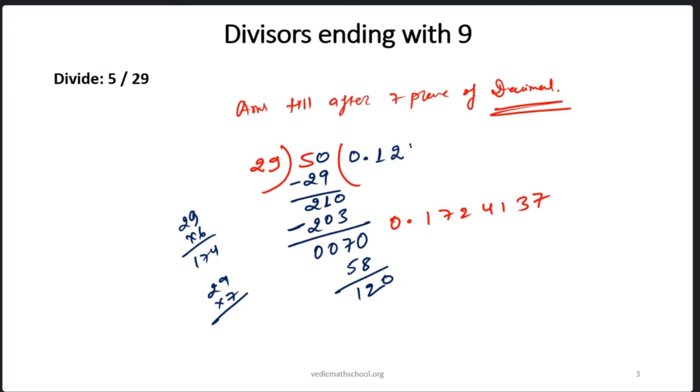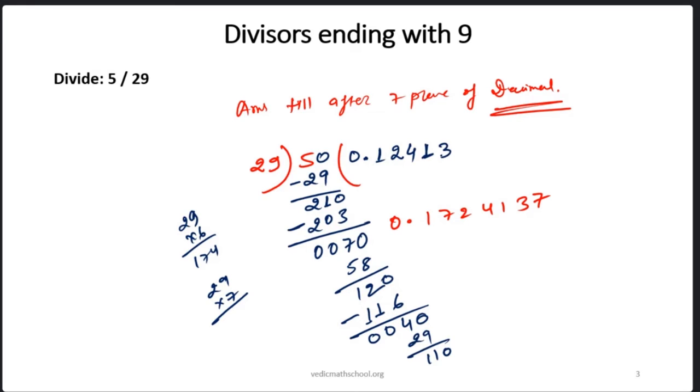Now how many times? 4 times. 4 times 29 is 116. Now what you are going to do? 120 minus 116 is 4. Now you have to put 0 again. Now 40, and 1 time it will go. 29. 11 was there. Again 0.